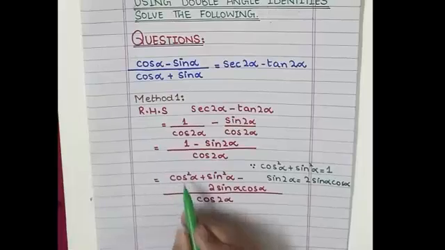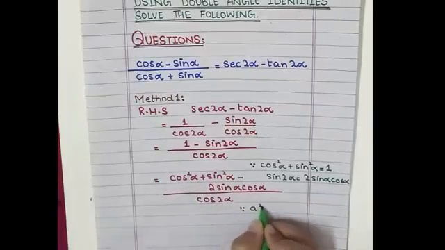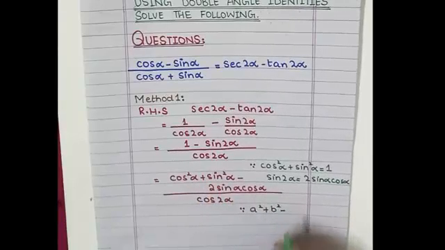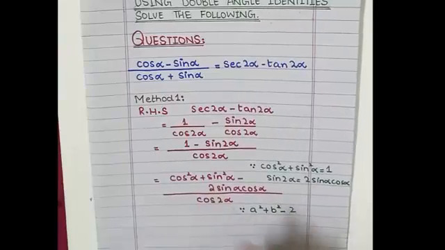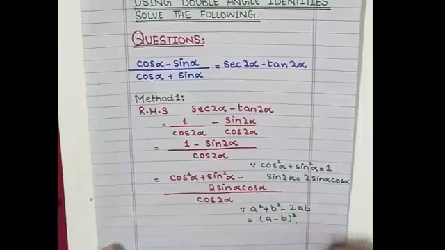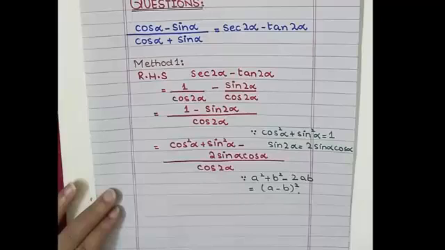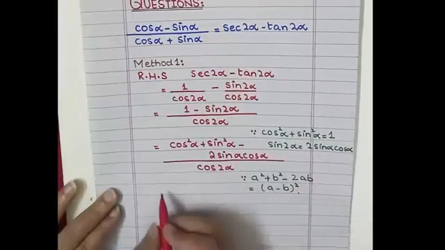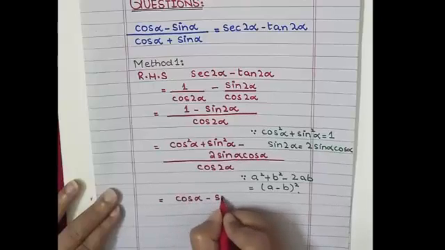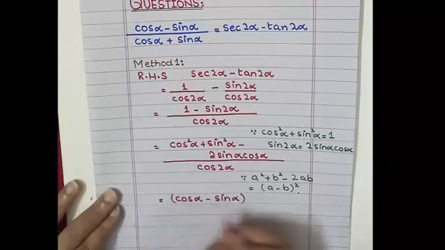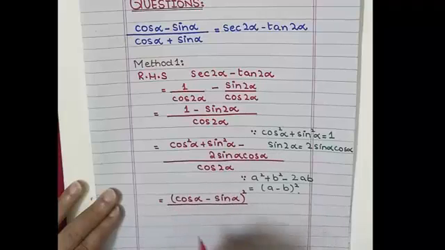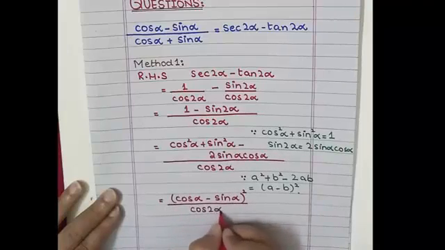Now we have a term that we can write as a square plus b square minus 2ab, which is equal to a minus b whole square. So writing the numerator in the form of a minus b whole square, we have cos alpha minus sin alpha whole square divided by cos 2 alpha.